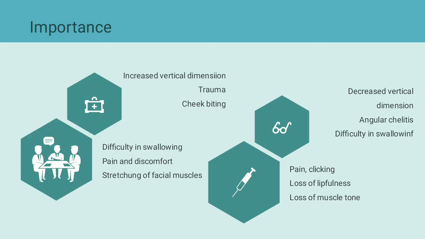Let's go into the importance. There are two factors involved here: increased vertical dimension and decreased vertical dimension. Let's see what happens when increased vertical dimension occurs. The consequences are trauma, cheek biting, difficulty in swallowing, pain and discomfort, and stretching of facial muscles. The next one is decreased vertical dimension, which involves angular cheilitis, difficulty in swallowing, pain and clicking of the temporomandibular joint, loss of lip fullness and loss of muscle tone.